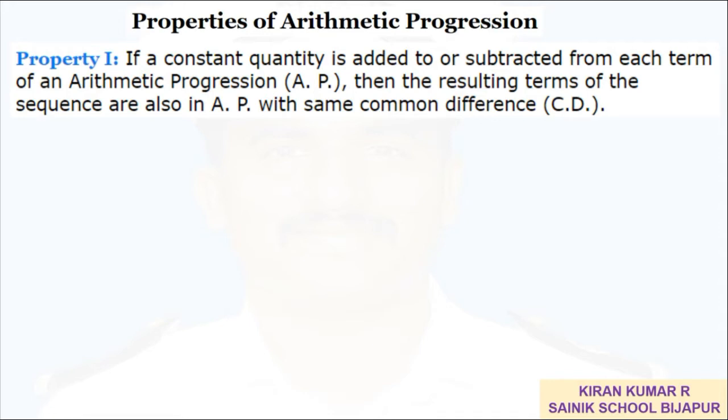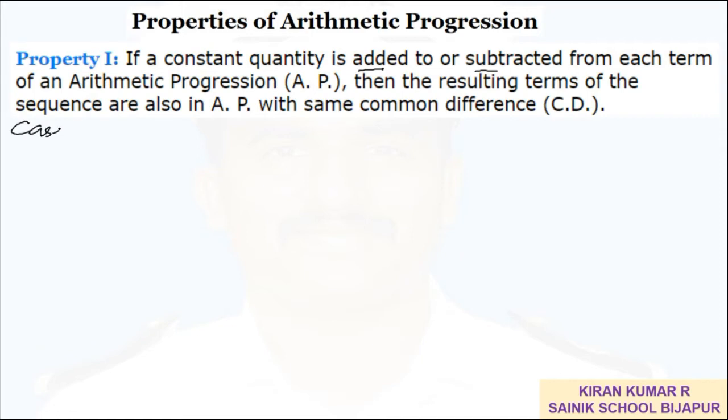The first property is if a constant quantity is added or subtracted from each term of arithmetic progression, then the resulting terms of the sequence are also in AP with same common difference. To understand this, I have divided as two cases. First case for addition and the second case for subtraction.